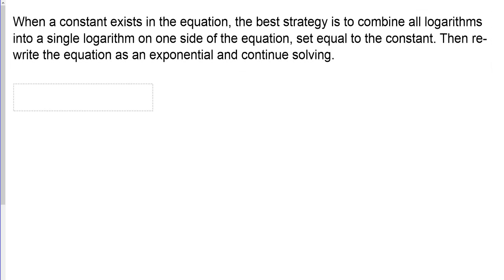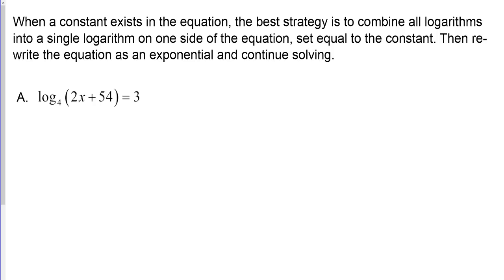Now, there's another type of logarithmic equation you'll run into, and that's when a constant exists in the equation. And when a constant exists in the equation, the best strategy is to combine all logarithms into a single logarithm on one side of the equation, set equal to that constant. Then rewrite the equation as an exponential and continue solving the exponential. So, for instance, log base 4 of the quantity 2x plus 54 equals 3.